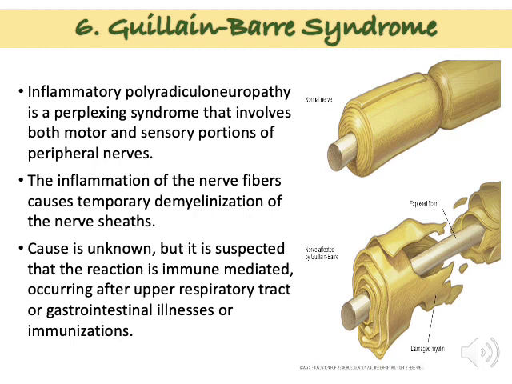Myelin sheaths, as a review, form around nerves and allow electrical impulses to transmit quickly and efficiently along the nerve cells. This condition affects both sexes and occurs most often in school-aged children and adolescents. The cause is relatively unknown, but it is suspected that the reaction is immune-mediated, occurring after an upper respiratory tract or GI illness or immunizations.